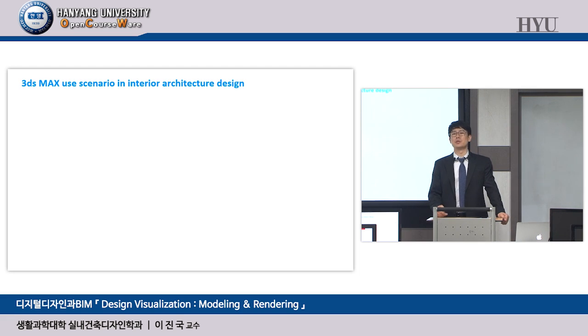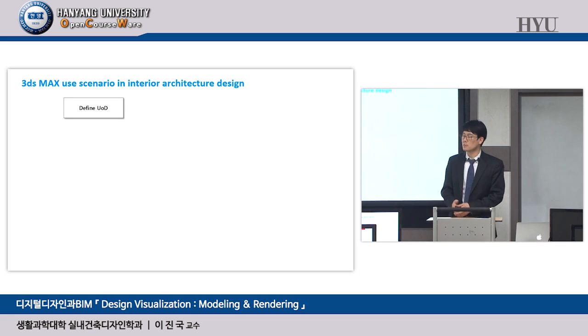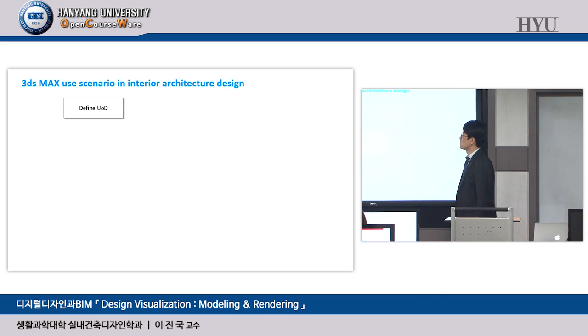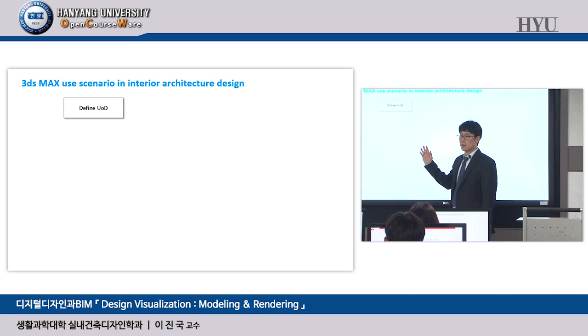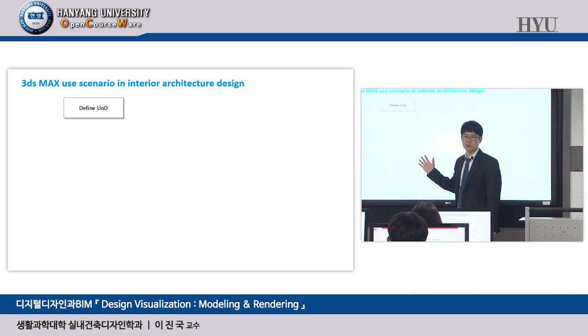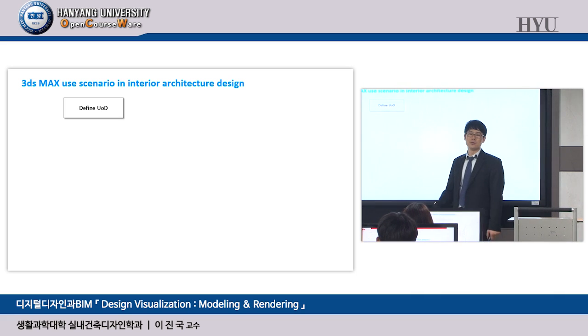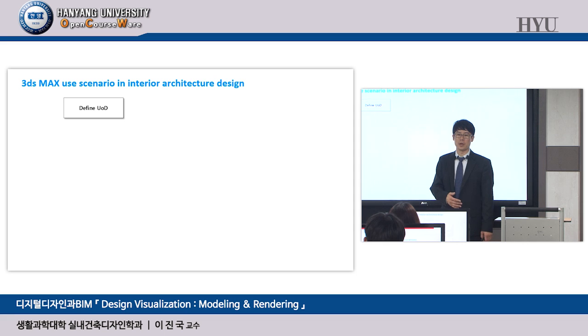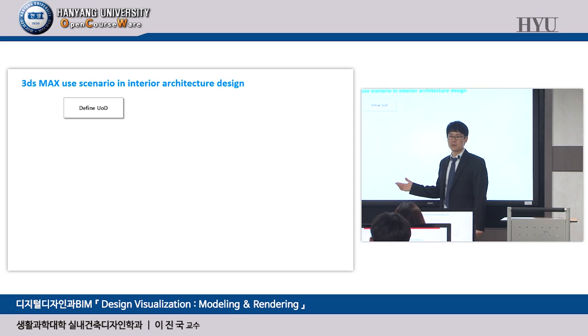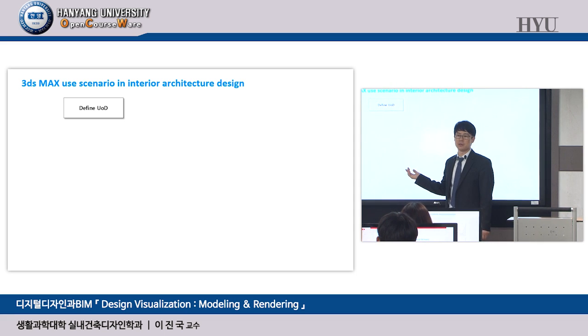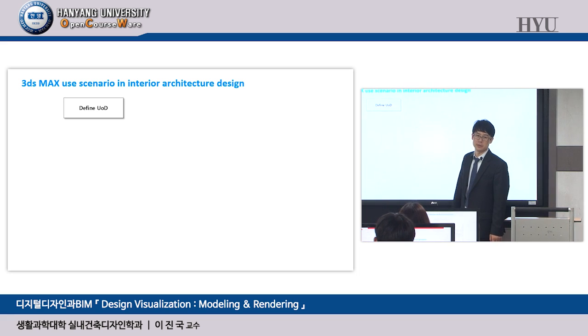Use scenarios for 3D Max. I introduced you this one before, last semester, the 3D Max use scenario for interior architecture design. First thing you need to do is defining UOD. This is not a BIM tool. This one doesn't know your site. This one doesn't know where your building is, okay? This one doesn't even understand you are designing something about a building, okay? This one doesn't know anything because this is a dummy geometry tool.